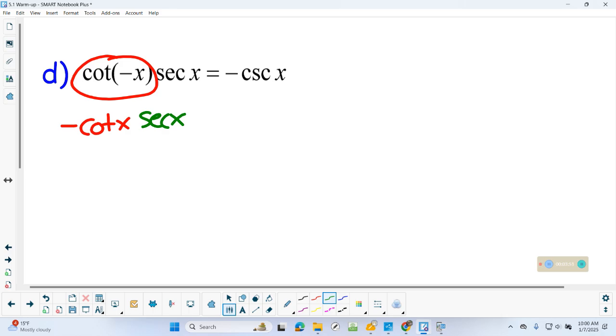Here's a pro tip that you're going to hear me say a lot this chapter. If you're like, man, stop. Well, let's, again, try to use our identities and turn everything in terms of sine and cosine, because usually something will cancel out if you go that route. So for cotan, I'm not going to do 1 over tan. I want to use cos over sine.